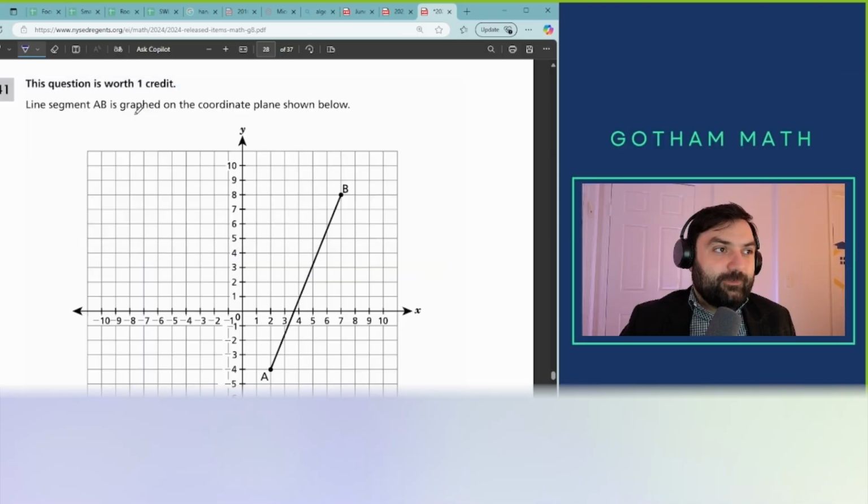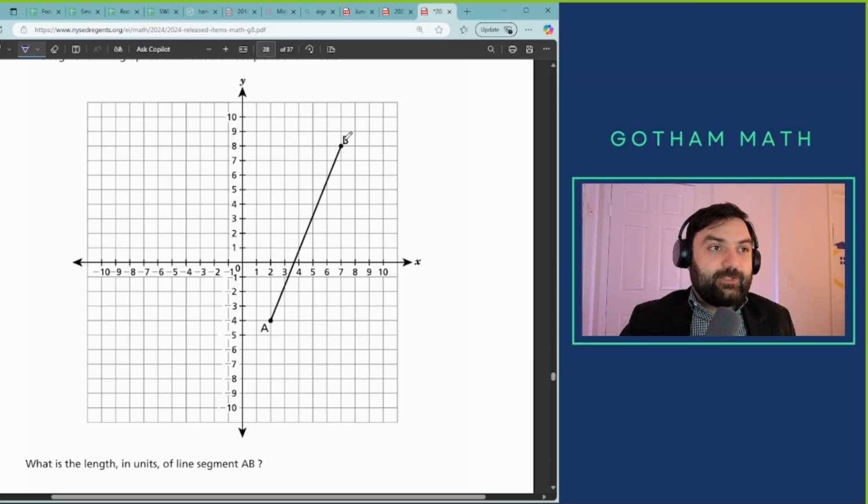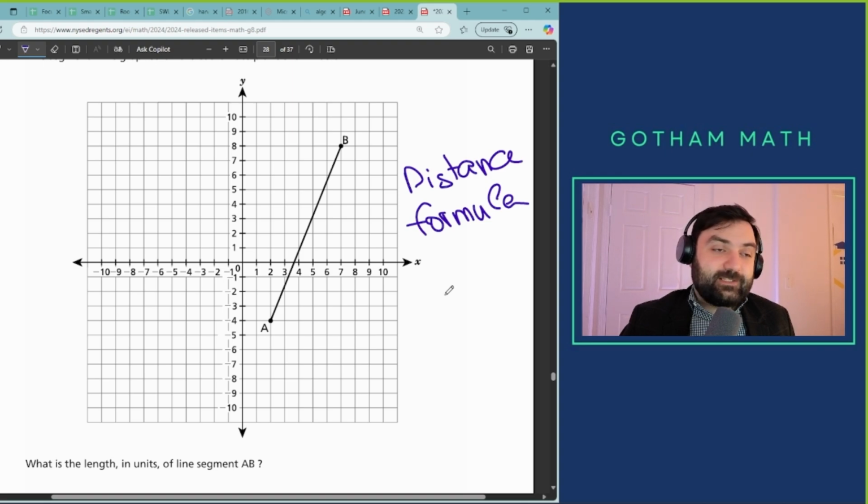All right. The line AB is graphed in the coordinate plane shown. What is the length in units? So we need to know the length from A to B. There are several ways to do it. I think it's going to be our last question of the day. So how do we do it? There are two ways. The first way is to know the distance formula. The distance formula is made for this specific reason, to find the distance of line segments on a coordinate plane. And it's big, it's complicated.